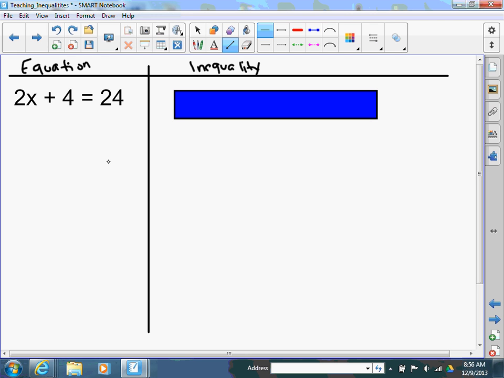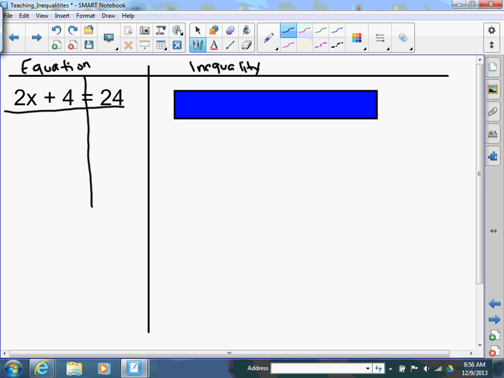Okay, what is the first step to solving this equation? What would I do first over here to solve this? After I draw my T, what would I do first? Start with the constant, which is add 4. What's the opposite? So I'm going to subtract 4 from both sides. So you're doing this with me in your composition book.